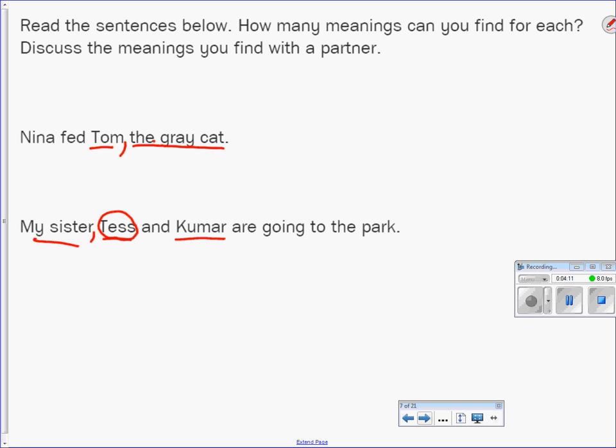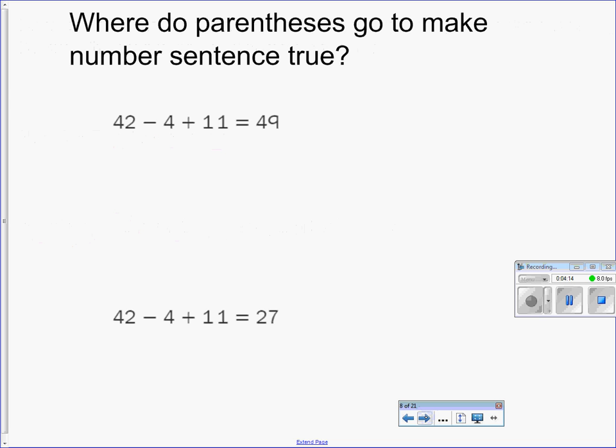Well, we have the same thing in math, except we do it with parentheses, okay? And when we're talking parentheses, we're just talking about putting an equation within a symbol. So, if I look at this, 42 minus 4 plus 11 equals 49, okay? Well, if I didn't know how to work that, I'd do 42 minus 4, okay, and 42 minus 4 would be 38 plus 11 gives me 49.